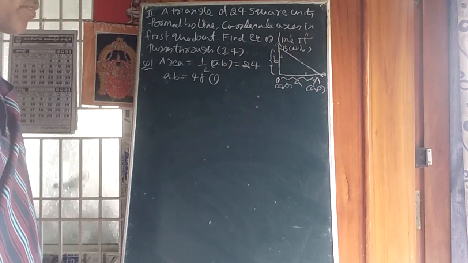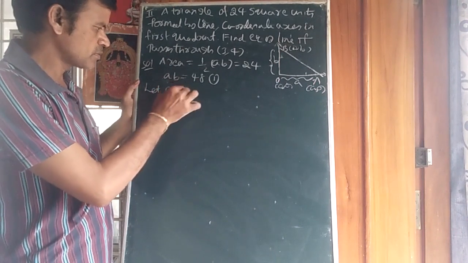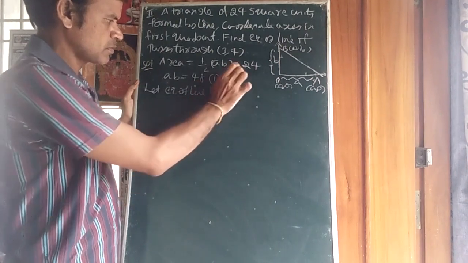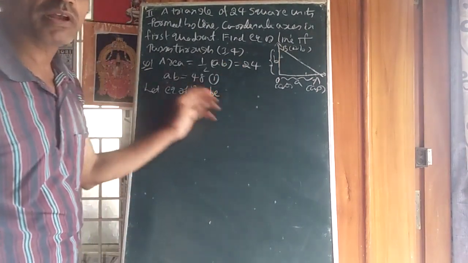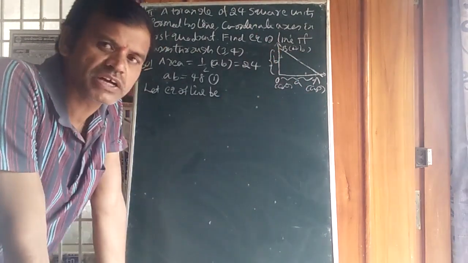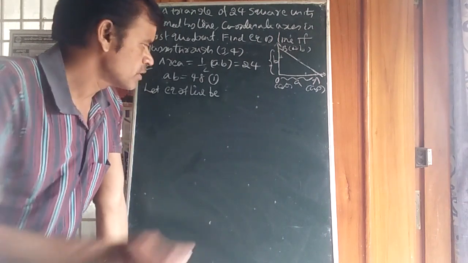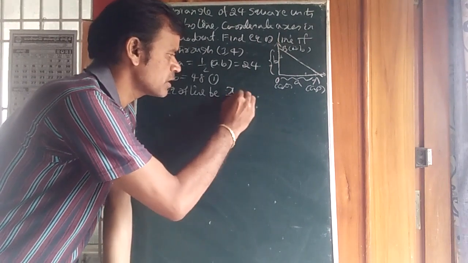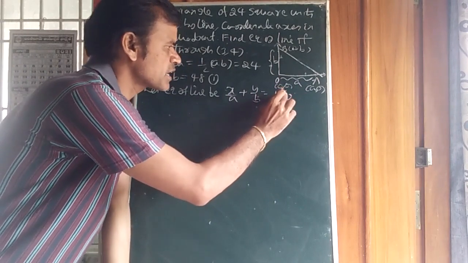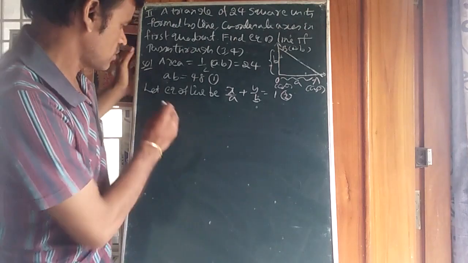And find the equation of line passing through 3, 4. Let the equation of line be as follows. Whenever a line intersects the x-axis at a, 0 and the y-axis at 0, b, we need to consider the equation of straight line in intercept form: x by a plus y by b equal to 1. Let it be the second equation. This line is given as passing through 3, 4.